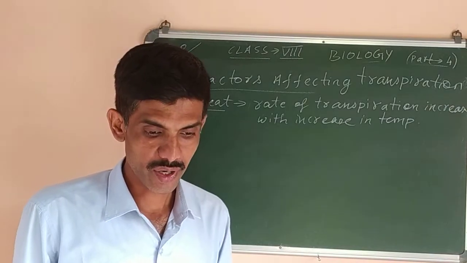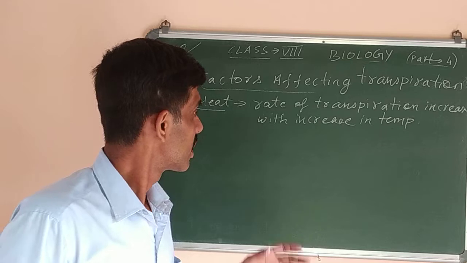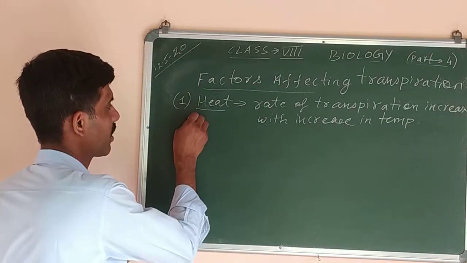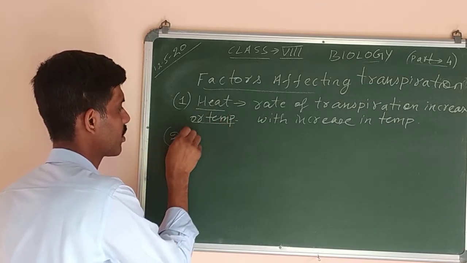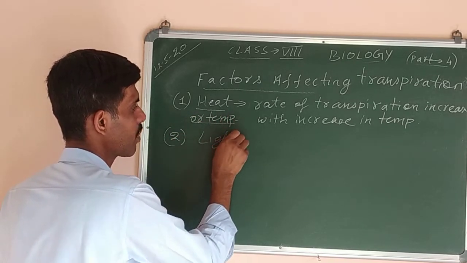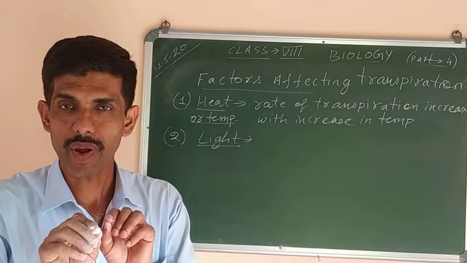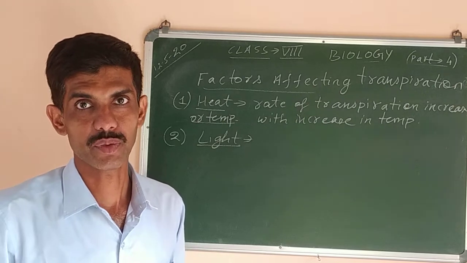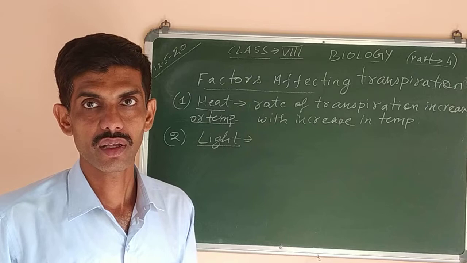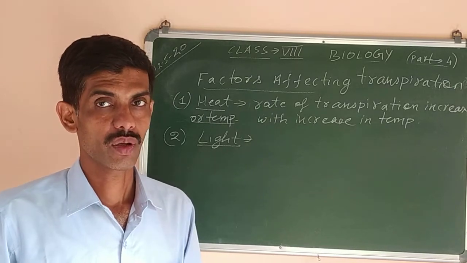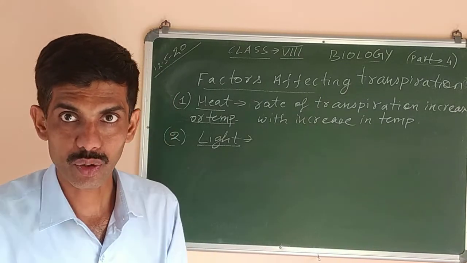Okay, so the first point we have already done, that is heat or temperature, you can write either. Now the second point that we have to write is light. How can light affect the rate of transpiration? You know that in the plants, stomata will open in the daytime when sunlight is present. And if stomata are present, then only transpiration will be there. So at night there is no transpiration, because the stomata remain closed.